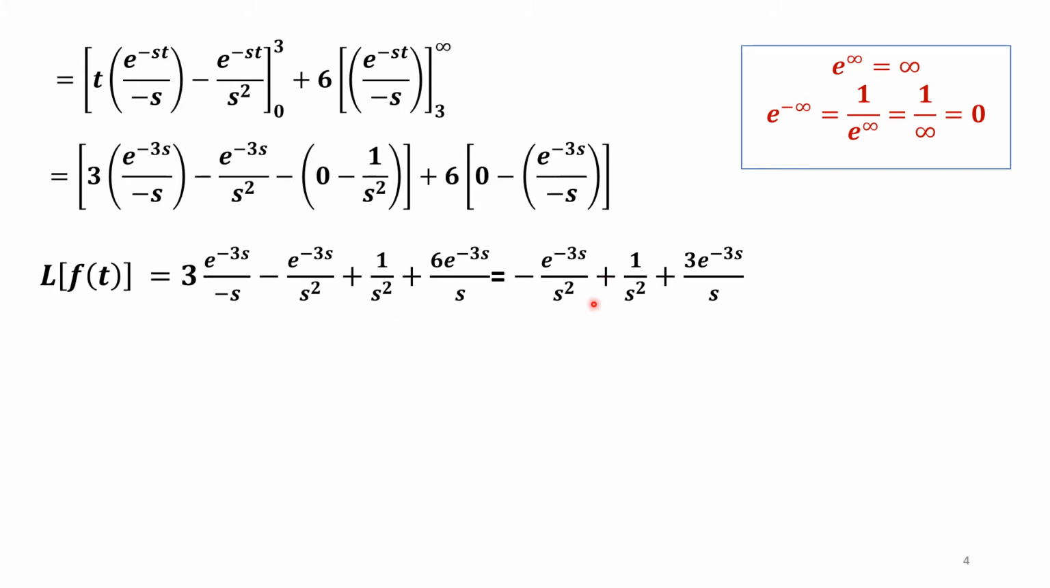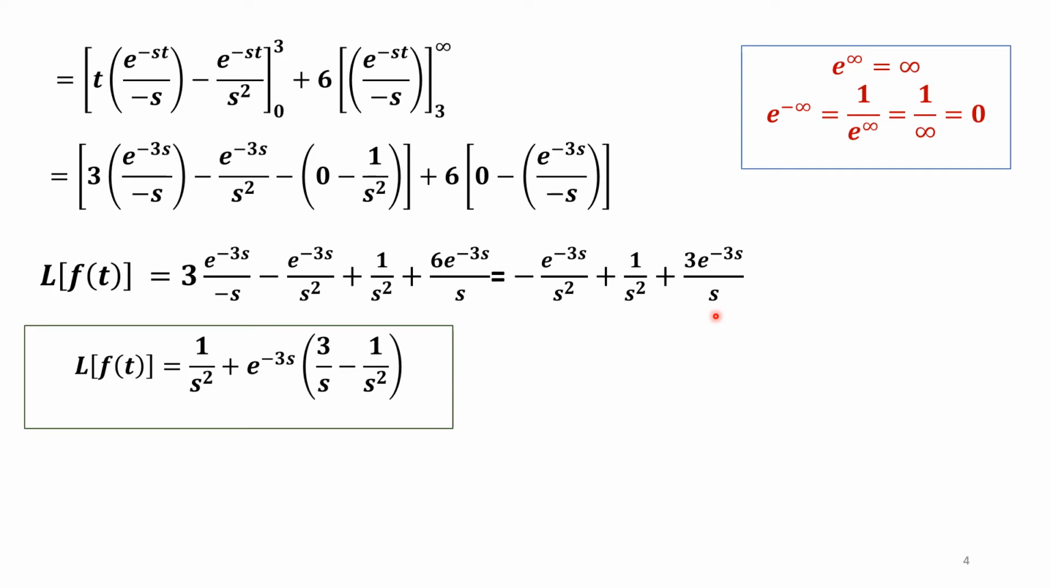So we have got L of f of t is equal to minus e raised to minus 3s upon s square plus 1 upon s square plus 3 e raised to minus 3s upon s. This is L of f of t. Maybe we can take e raised to minus 3s common from the first and the third term and write L of f of t.